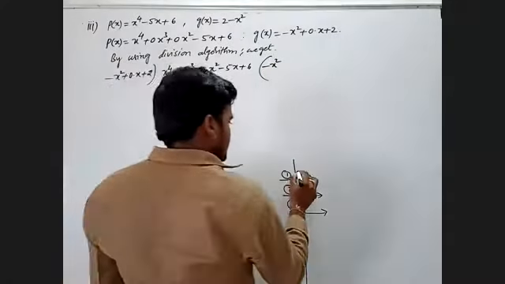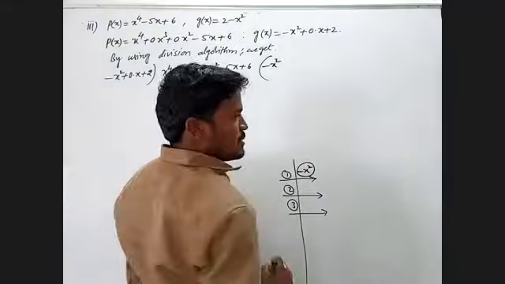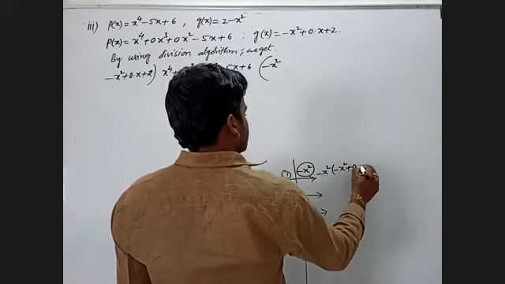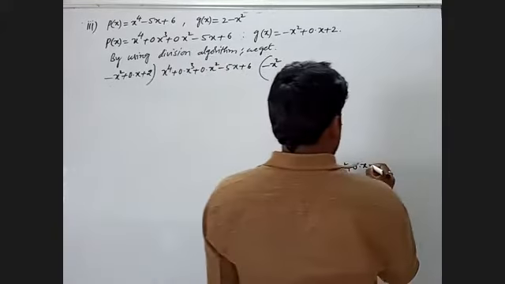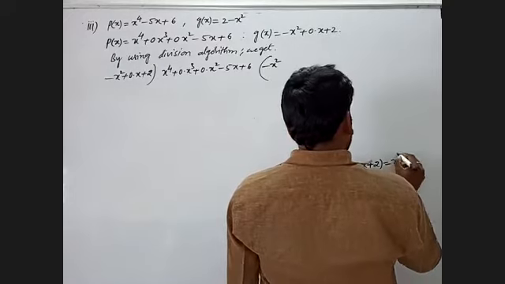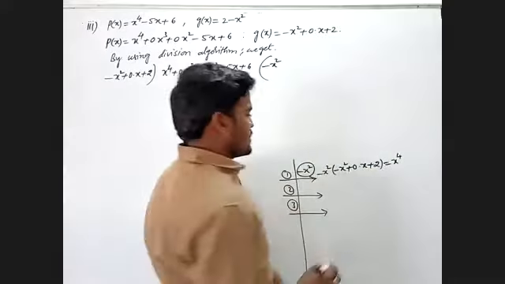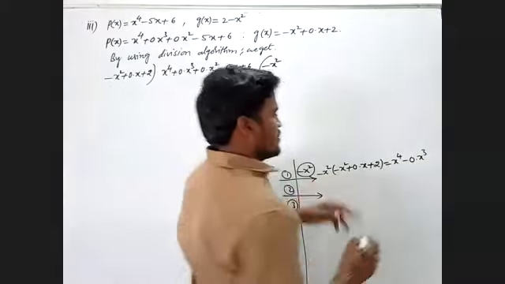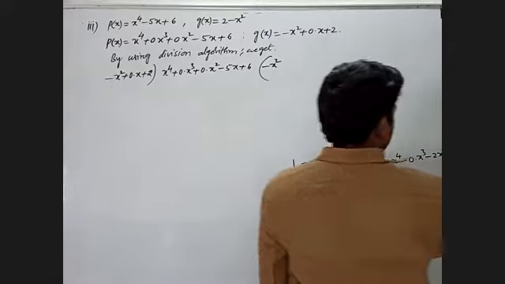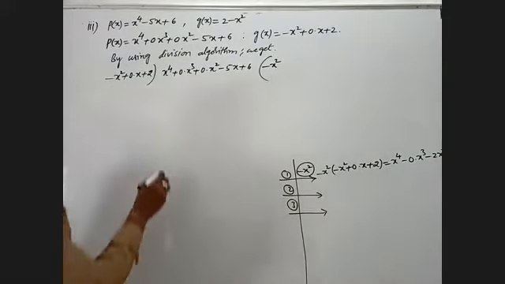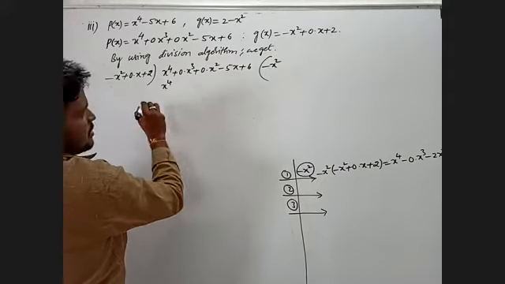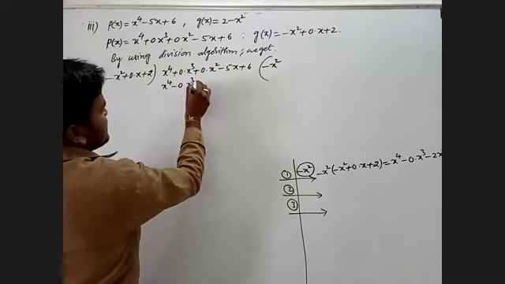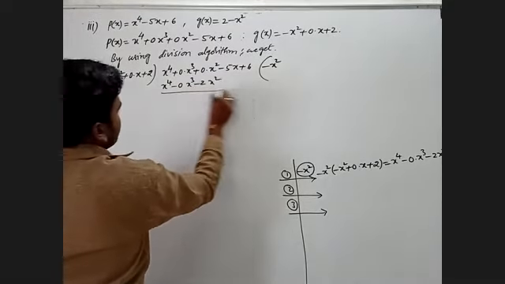Step 1: multiply by minus x square, that means minus x square into minus x square plus 0 into x plus 2. The value is x power 4. Again, observe: plus into minus is minus 0 into x cube. After that, plus into minus is minus 2 into x square, which is nothing but 2x square. So I will write x power 4 minus 0 x cube, and after that minus 2x square.